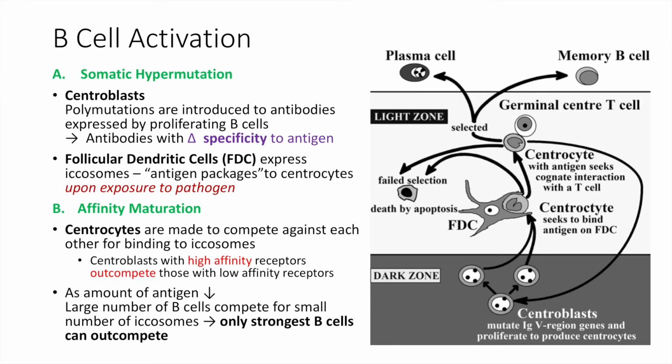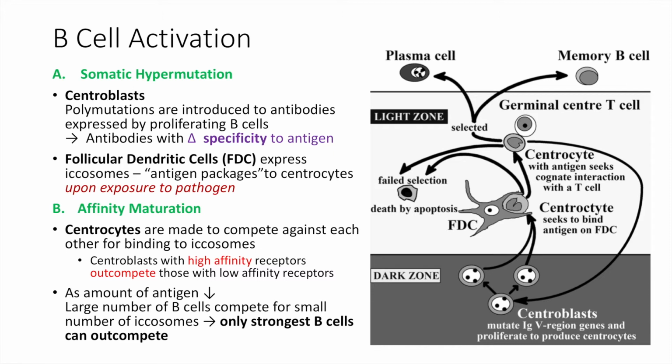In the dark zone of the germinal center, you have centroblasts. These centroblasts are your mature naive B cells, and upon activation, mutations will be introduced to the antibody receptors that are expressed on these proliferating B cells, and these antibodies will all have different specificity to the antigen as a result of these mutations. This allows for the centroblasts to undergo affinity maturation.